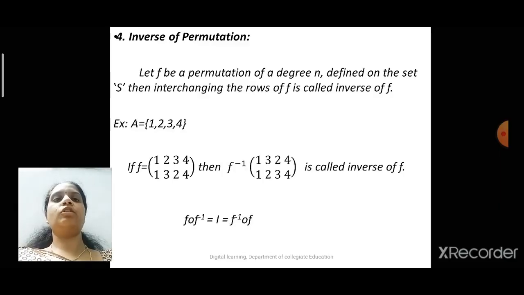Next, the inverse of permutations. Let f be a permutation of degree n defined on the set S. Then interchanging the rows of f is called the inverse of f. We just interchange the rows. If we take the set 1 2 3 4, and f is (1 2 3 4 / 1 3 2 4), then f inverse becomes, by interchanging the rows, the second row becomes the first row and the first row becomes the second row. So this becomes the inverse of f. Therefore f composition f inverse is equal to I, which is equal to f inverse composition f.